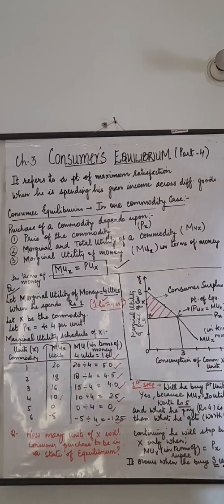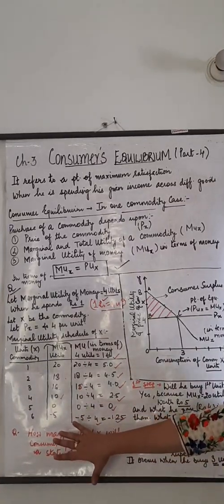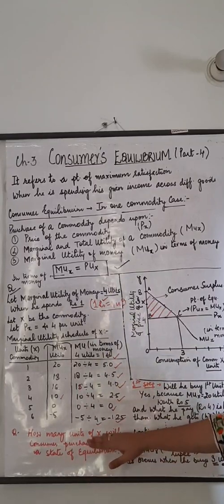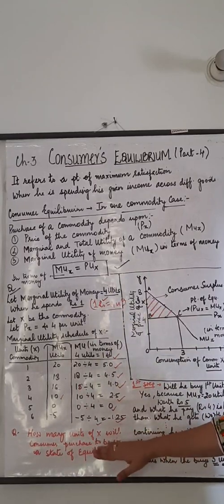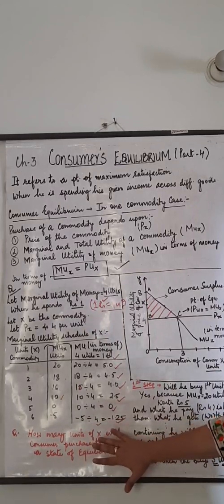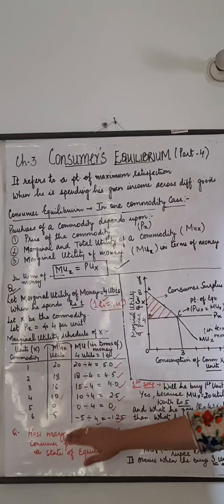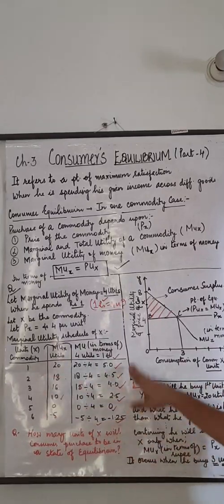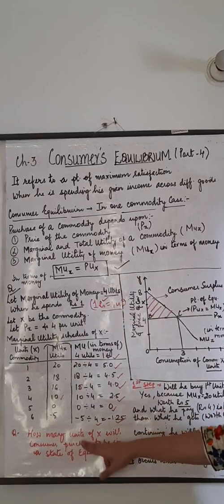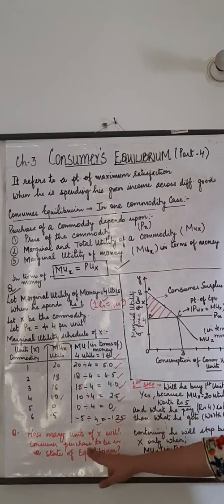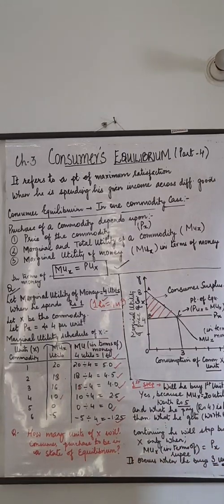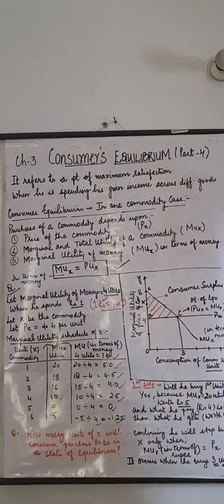Understood? Now a question arises: how many units of X to derive consumer equilibrium? It is very important to understand this question and explanation, students. After calculating utils to rupees, it asks how many units of X the consumer will purchase to be in the state of equilibrium. How many units would a person purchase?